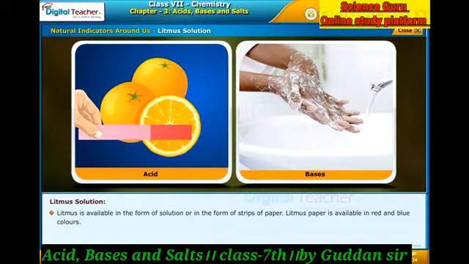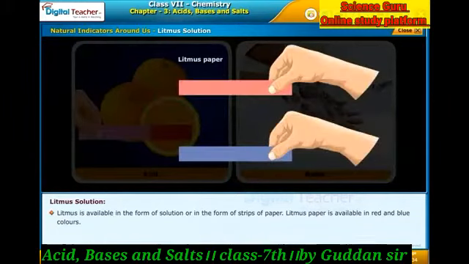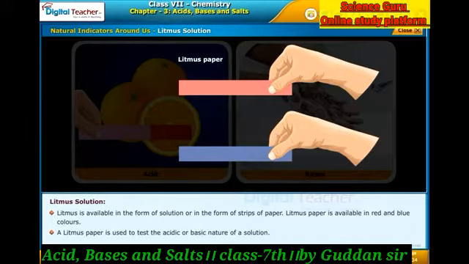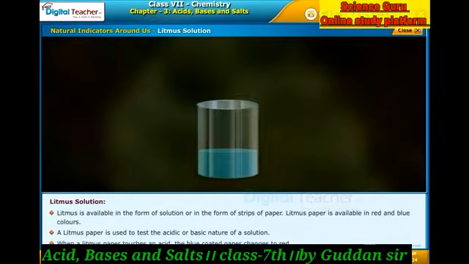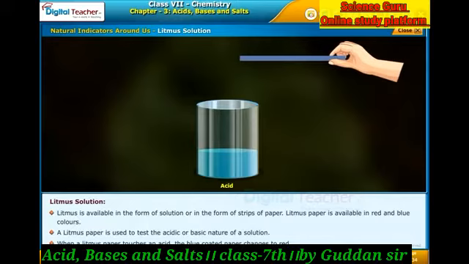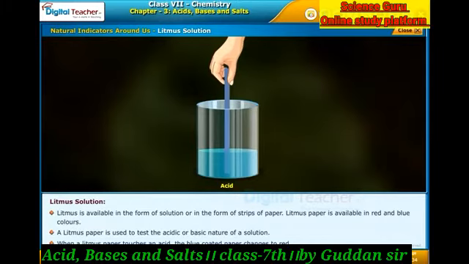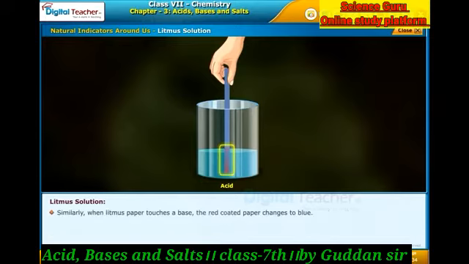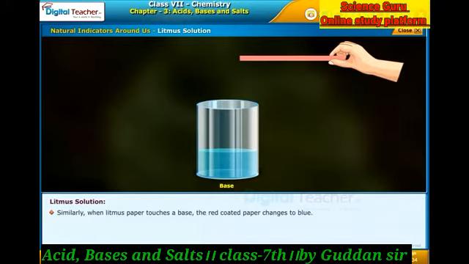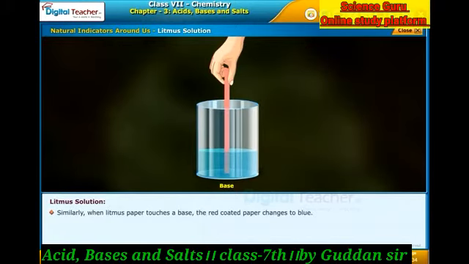Litmus paper is available in red and blue colors. A litmus paper is used to test the acidic or basic nature of a solution. When a litmus paper touches an acid, the blue paper changes to red. Similarly, when litmus paper touches a base, the red paper changes to blue.